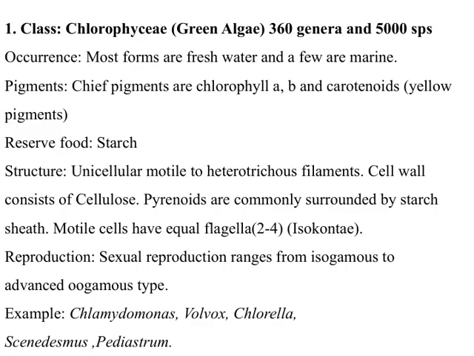Let's take a closer look at the class Chlorophyceae, commonly known as green algae. This group includes around 360 genera and approximately 5,000 species, making it quite diverse. Most of these algae are found in freshwater environments, though a few species can be found in marine habitats as well. When it comes to pigments, the dominant ones are chlorophyll A and B, which give these algae their characteristic green color. They also contain carotenoids, which are yellow pigments that can be important for photosynthesis and protection against light damage.